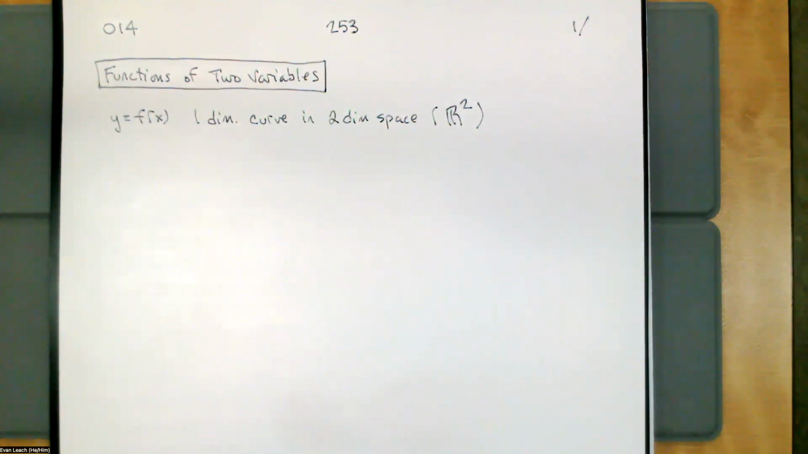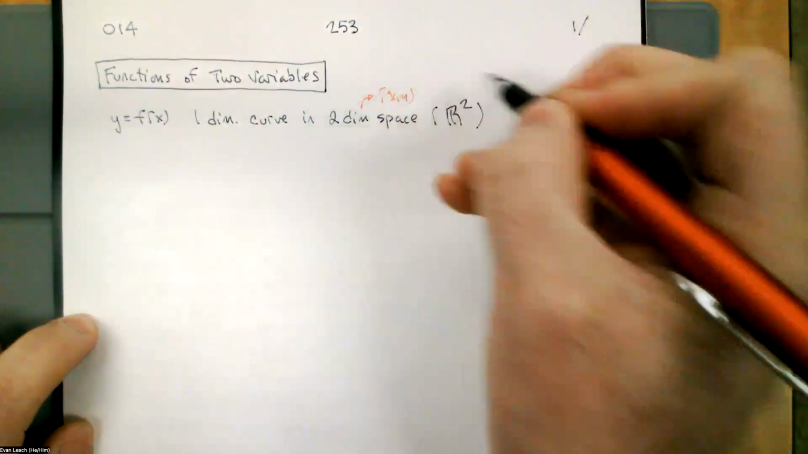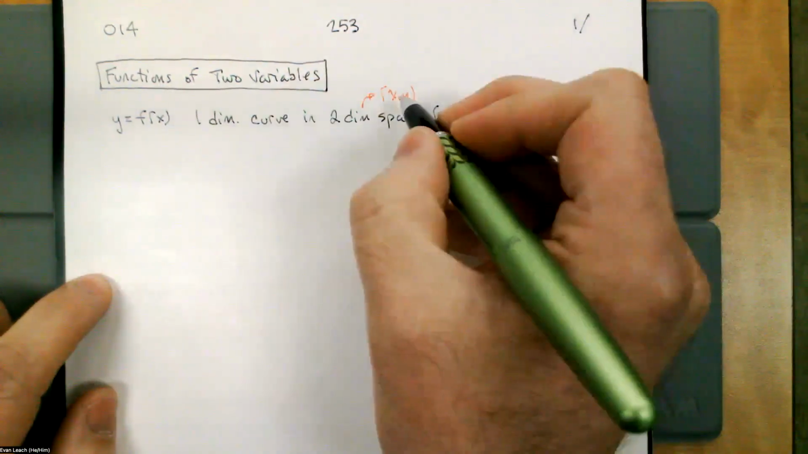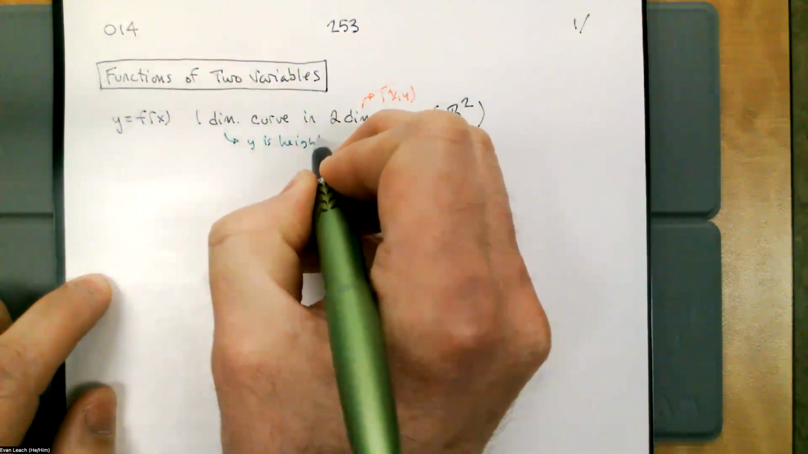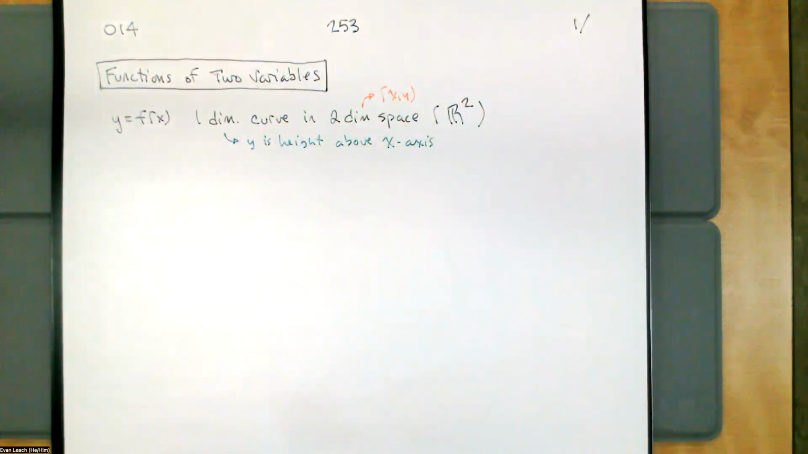The two-dimensional space part is because there's two variables, x and y. We're establishing a relationship between x and y. So the two-dimensional space part is because we're looking at a collection of points x, y. It's a one-dimensional curve because each input has just one output. The output is the height above the x-axis. So we're just using y as the height above the x-axis. Since we're only plugging in one thing, we're just getting a one-dimensional curve in R2.